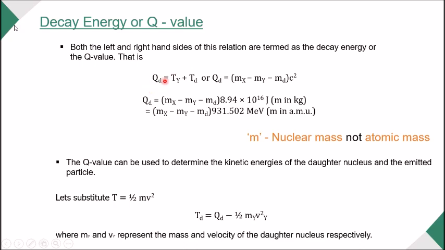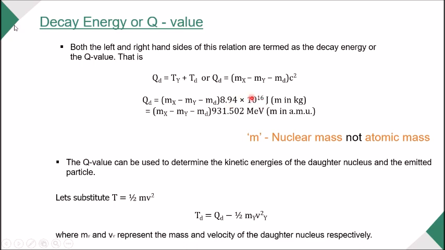So we can say that Qd, the decay energy, is equal to Ty plus Td, or Qd equal to (mx minus my minus md) c square. Now if you substitute the value of c here, and want to represent this Q value, that means energy, in terms of joule, then we can say (mx minus my minus md) into 8.94 into 10 raised to 16 joule.